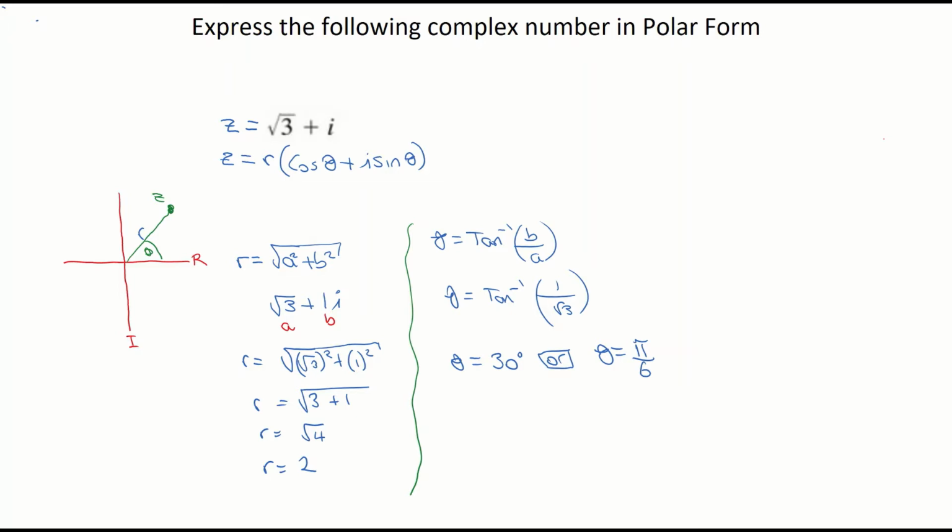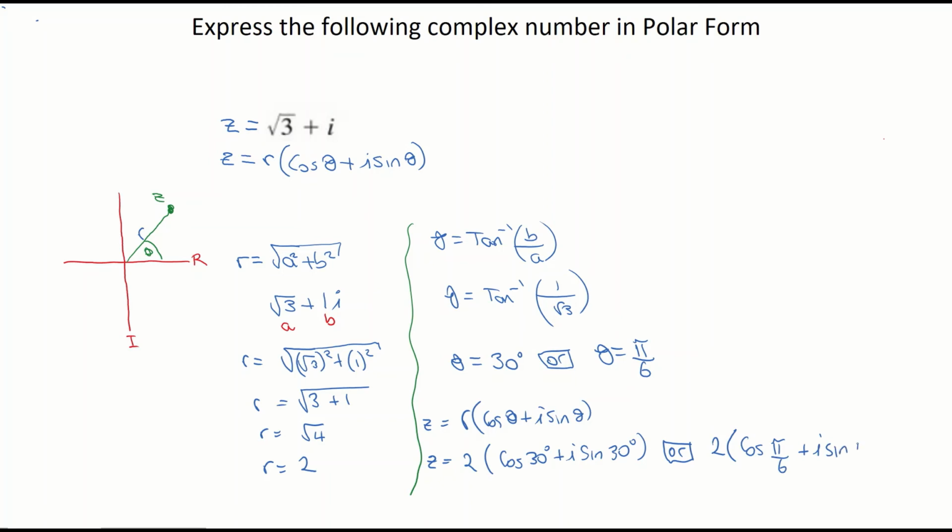So therefore, in order now to express my complex number in polar form, which is r times cos theta plus i sine theta, it's going to be r, which is 2, times cos theta, which is 30 degrees, plus i sine theta, which is also 30 degrees. And that's our answer. Let's just put it in radians as well. It would be 2 times cos of pi over 6 plus i sine pi over 6. And that's example 1.